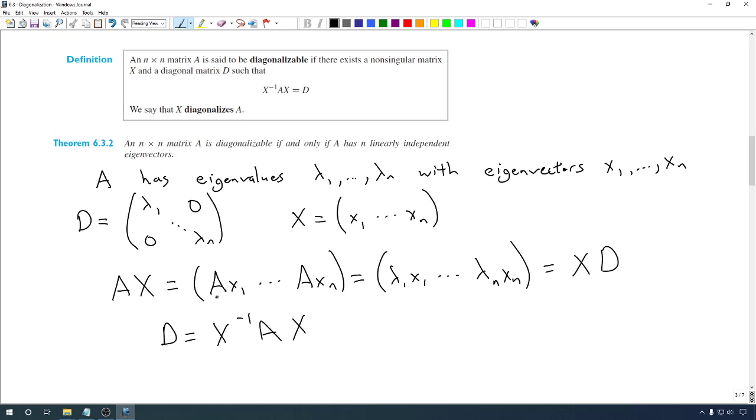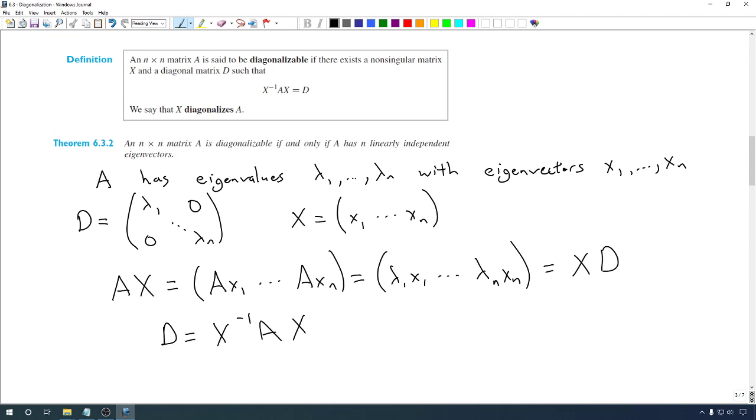And of course, we can go the other way. If we have this kind of formula here, we turn it into AX equals XD. AX is this product here, where x1 through xn are the columns, and XD is this product here. That means that Ax1 equals lambda 1 x1, and so on and so forth. And so x1 through xn turn out to be the eigenvectors corresponding to these lambdas being the eigenvalues for A, and they have to be independent because we're assuming here that X was non-singular. So this goes both ways very easily.